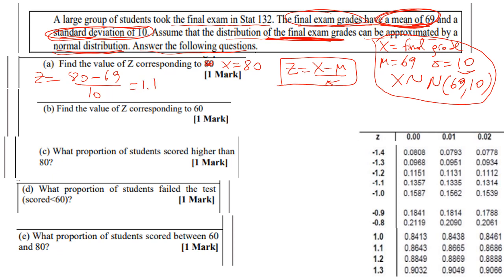Now, when it comes to z corresponding to 60, we mean x equal to 60. It will be the same thing: 60 minus 69 divided by 10, which is negative 0.9.